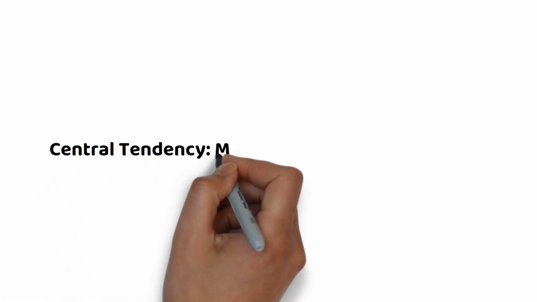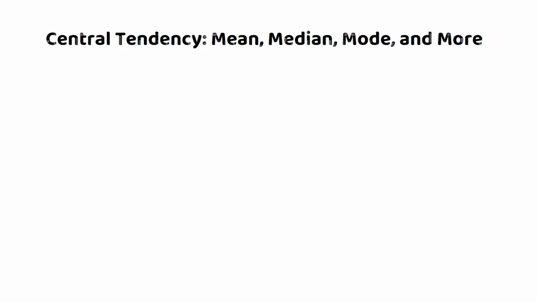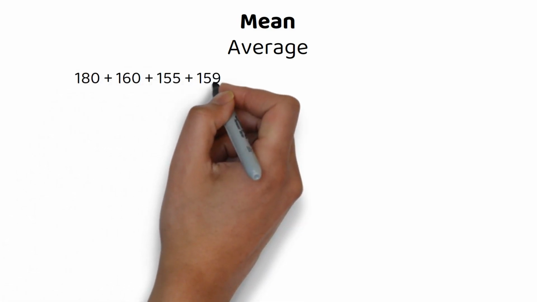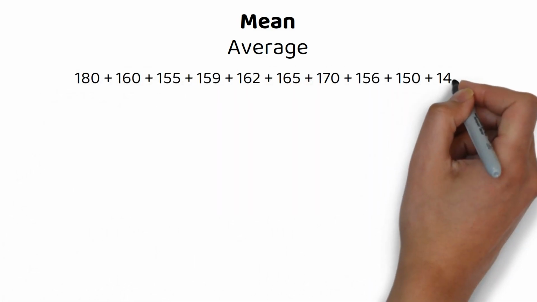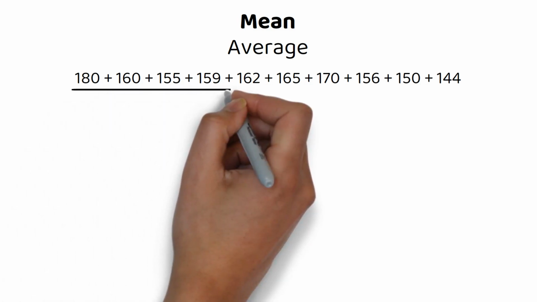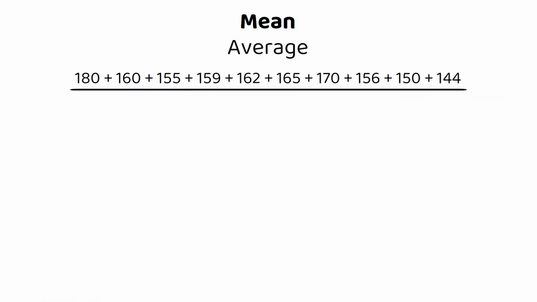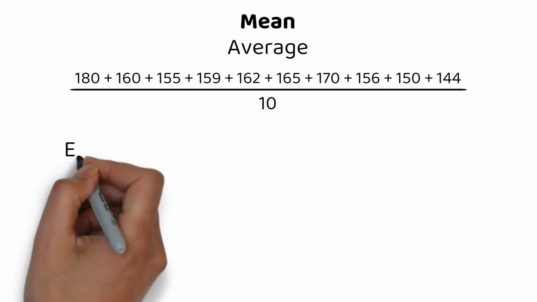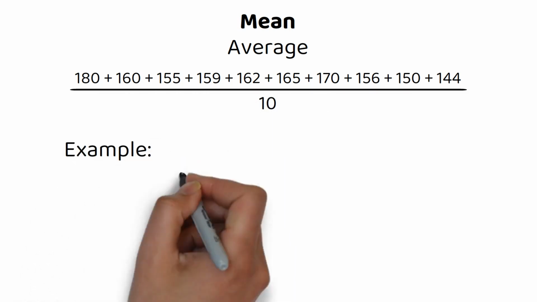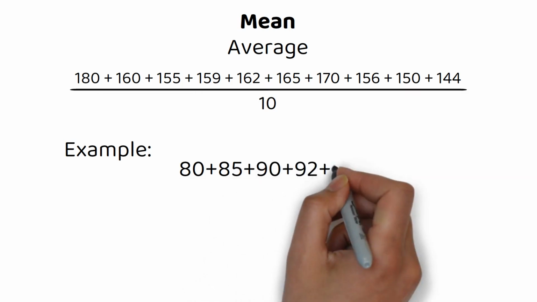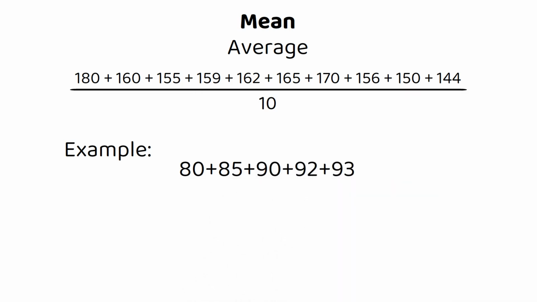Central tendency, mean, median, mode, and more. Mean, often referred to as the average, is calculated by adding up all the values in a dataset and dividing by the number of values. If 10 runners complete a race at different times, the mean time would be the sum of all their times divided by 10. Also, for example, if 5 students scored 80, 85, 90, 92, and 93 on an exam, the mean score would be 80 plus 85 plus 90 plus 92 plus 93, divided by 5, which equals 88.